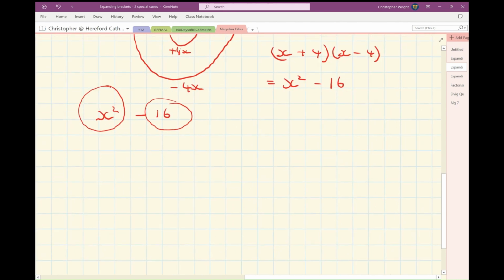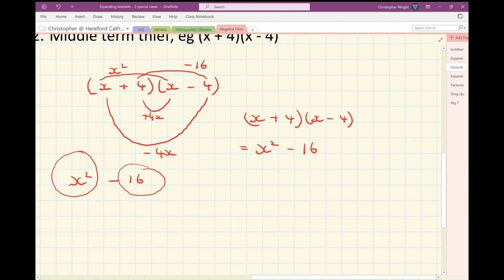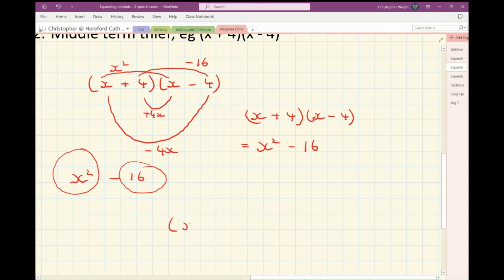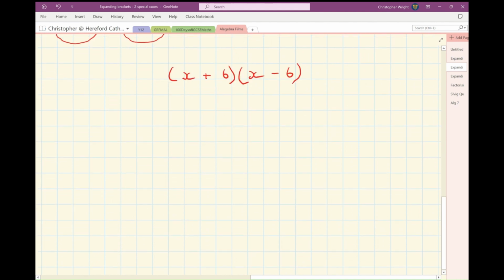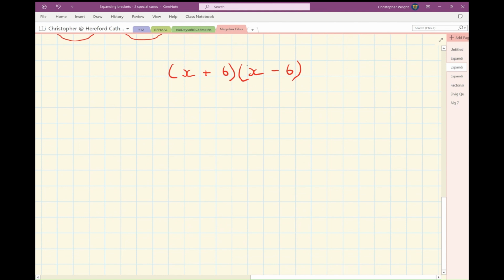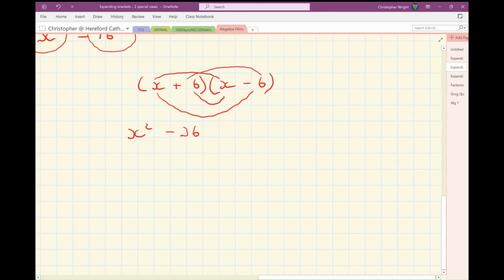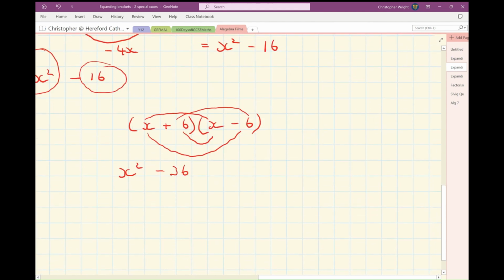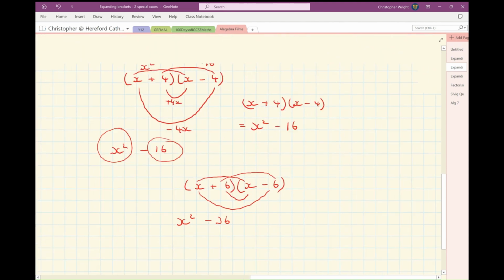Have a go at this one. I'll leave that there so you can see it. Have a go at x plus 6, lots of x minus 6. Pause the film, have a go. Right, so I have got a first eyebrow, gives me x squared. My nose is plus 6x, and my mouth is minus 6x, so they cancel each other out, so there's no middle term. And then my second eyebrow, plus 6 times minus 6, is minus 36. So my answer to x plus 6, lots of x minus 6, is x squared minus 36.